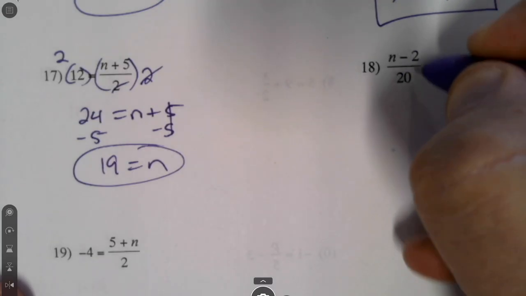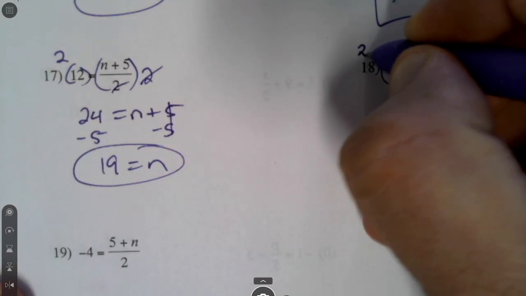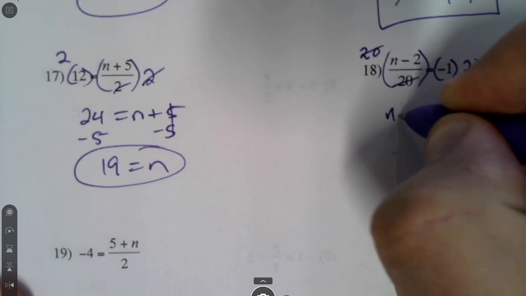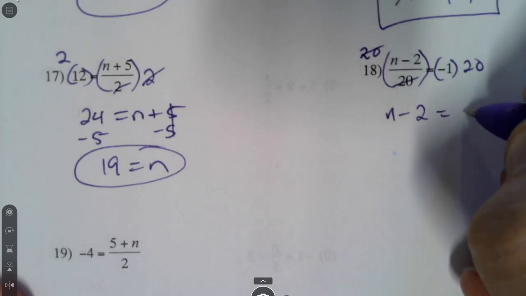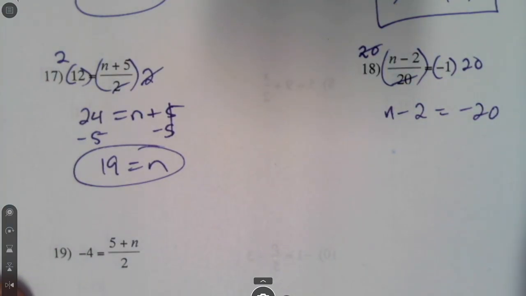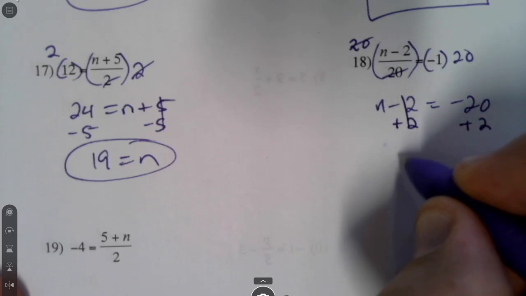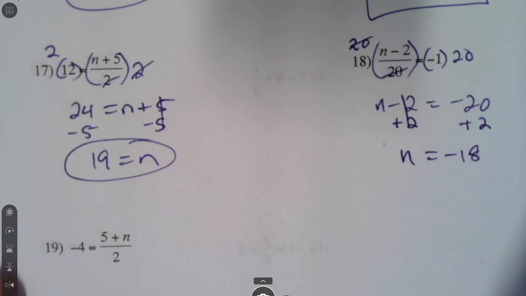So on 18, we want to get rid of that 20 first, so we get rid of the 20 by multiplying both sides by 20. That cancels that 20 out. Negative 1 times 20 is negative 20. Now that 2 is still in the way, so we need to add 2 to both sides. We get n equals negative 18.